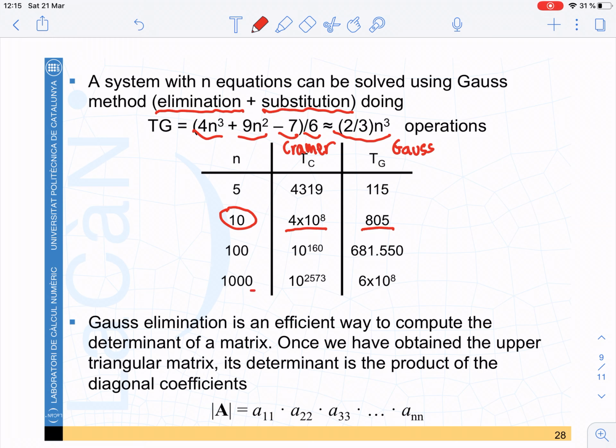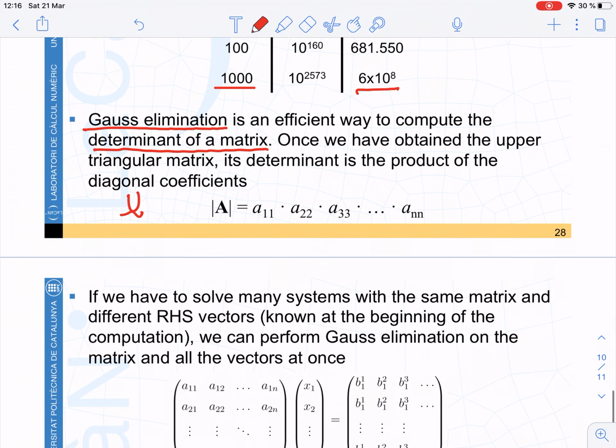For n equal 1000, Gauss method requires an affordable number of operations. Let us note also that Gaussian elimination may be used, if needed, to compute the determinant of a matrix. Because the final matrix is triangular, upper triangular U, we may compute the determinant simply as the product of the diagonal entries in U.